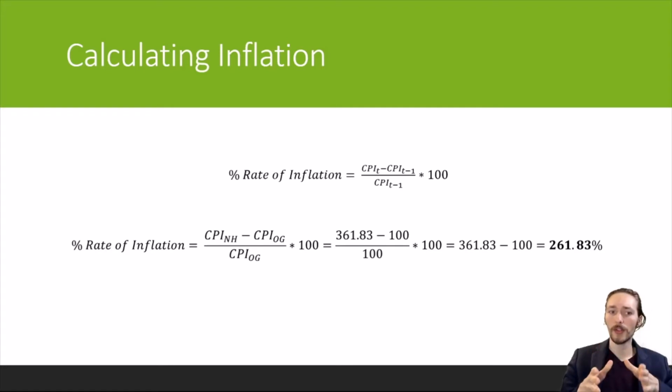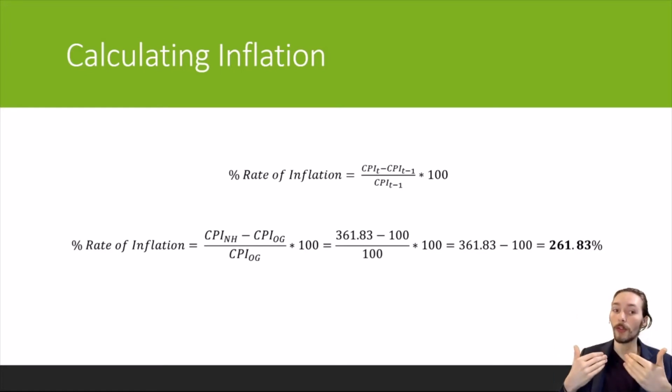And so it's 361.83 minus 100 divided by 100 times 100. Now when you divide and multiply an item by 100, that's essentially like multiplying it by 1. It just cancels out. And so what we're able to do is just look at it as 361.83 minus 100 to get that relative percentage increase.